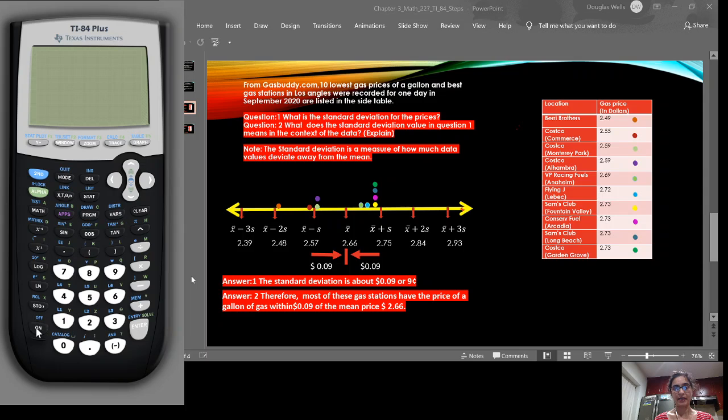You turn on your calculator, so press the on button. Let me clear all of this. Now you go to STAT, enter, edit, plug in all the values in L1, go to STAT again, go to CALC, go to 1-Var Stats, enter, highlight Calculate and enter.